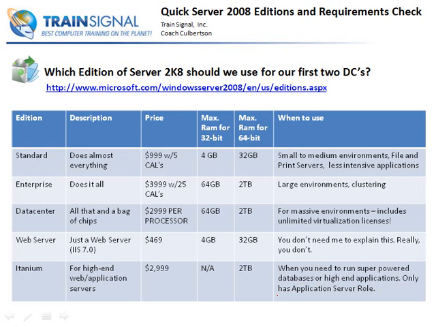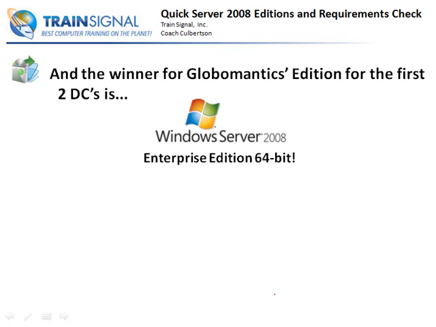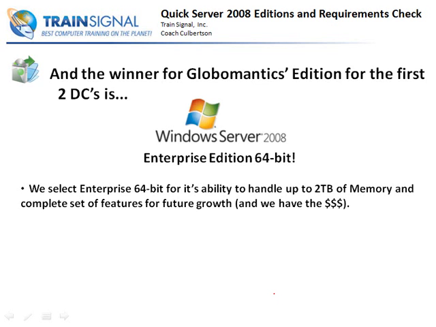All right, so there are the editions of Server 2008. Now we need to stop and think, which edition are we going to use for our first 2 domain controllers? The one that we're selecting is Enterprise Edition 64-bit. Now let me tell you why we're picking that one. We're going to pick this one because it can handle up to 2 terabytes of memory.